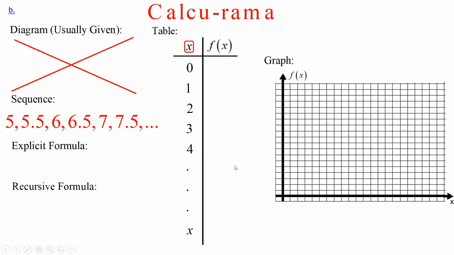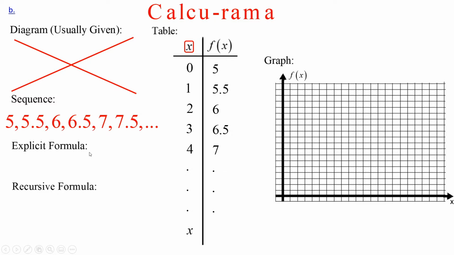All right. Now, f of x then is my outputs, and I can see several of them right here in my sequence. So f of 0 is 5. f of 1 is 5.5, f of 2 is 6, f of 3 is 6.5, f of 4 is 7, and so on. And I'm going to come up with an expression for all of these f of x's in just a moment. Some of you could do that right now, I hope, but we'll do it when we get our explicit formula over here.